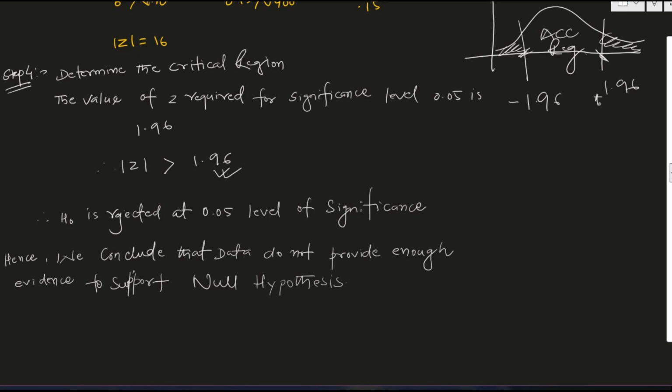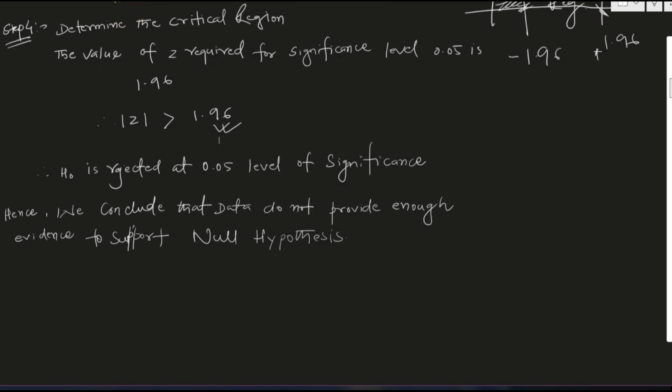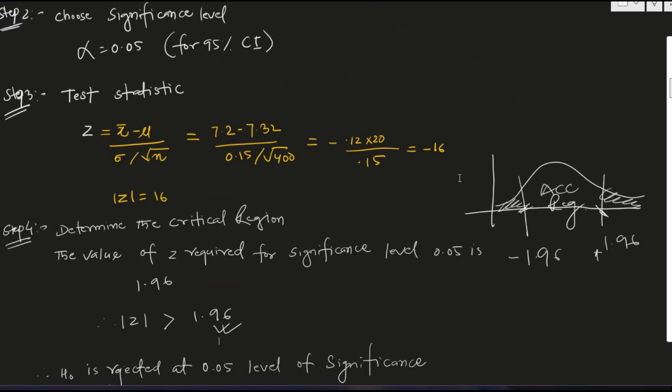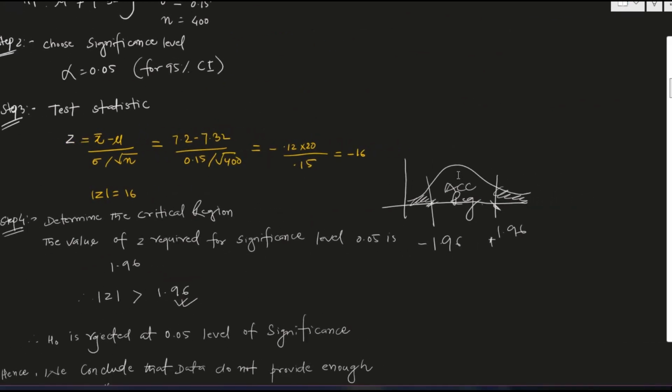That means that the population mean and the sample mean are not the same. So we conclude that we don't have enough evidence to support the null hypothesis, so we reject it. So this was all about the Z test.